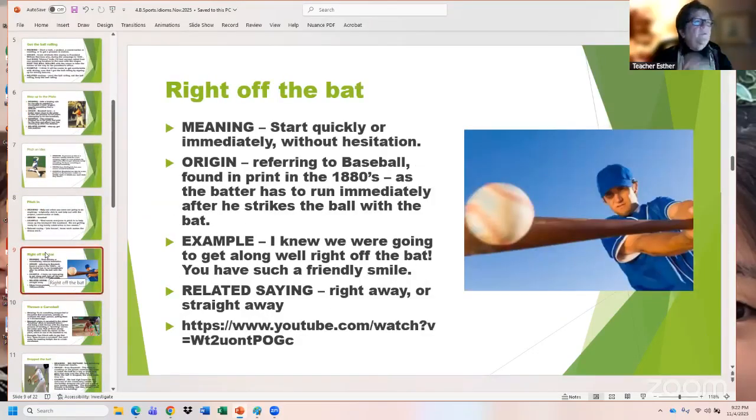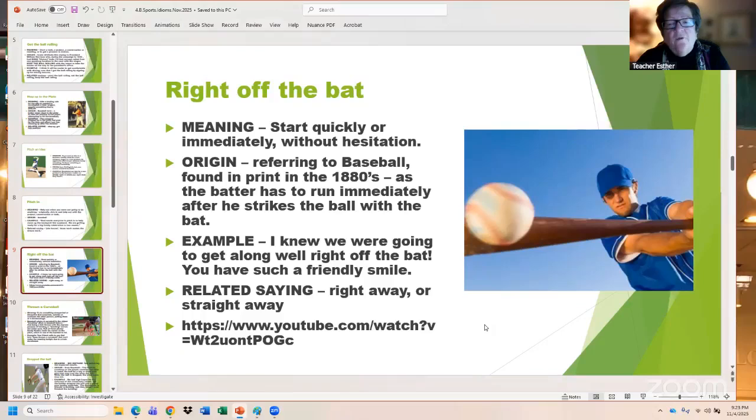Next one, right off the bat. Thiet, are you able to read this one? Is your internet working?